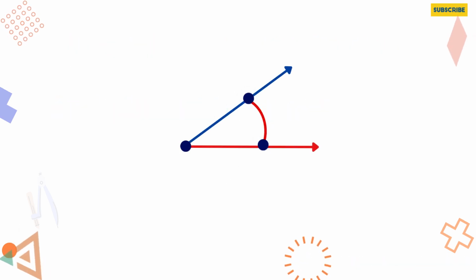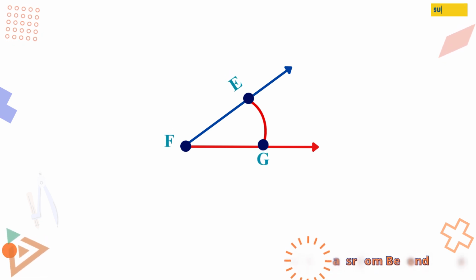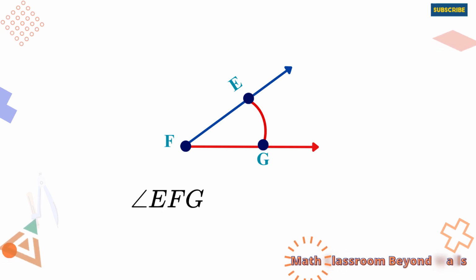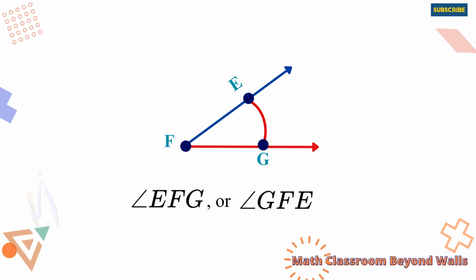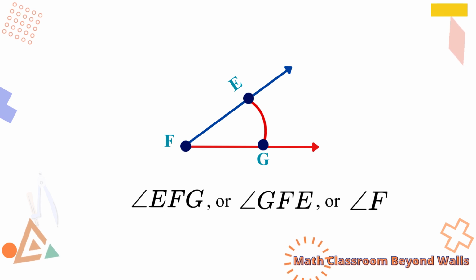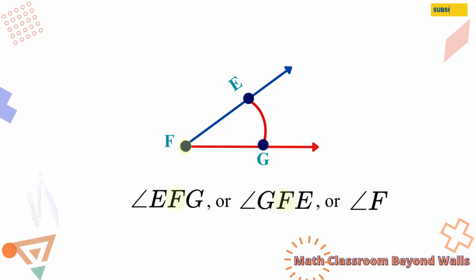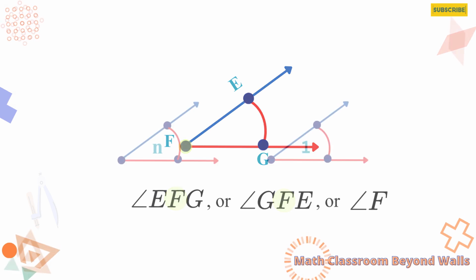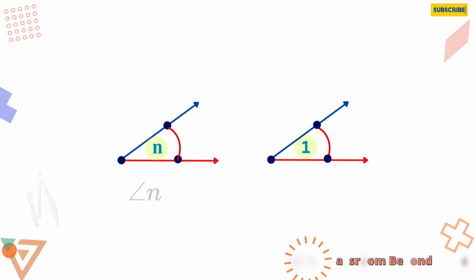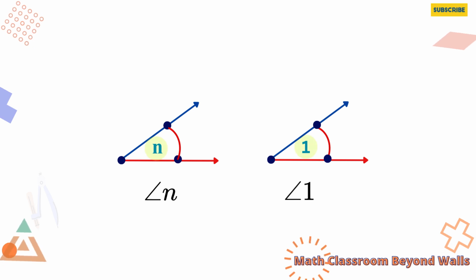Now, naming 3 points on the angle as shown will allow us to name the angle. The angle can now be named as angle EFG, or angle GFE, or angle F. Note that when 3 letters as shown on the diagram are used, the vertex point must be in the middle. When angles are labeled this way, they are named as angle N and angle 1 respectively.